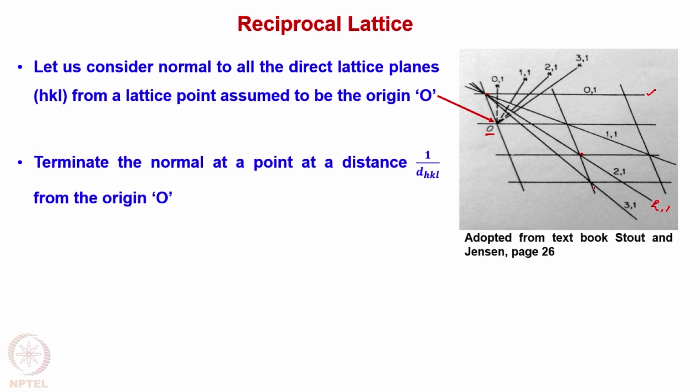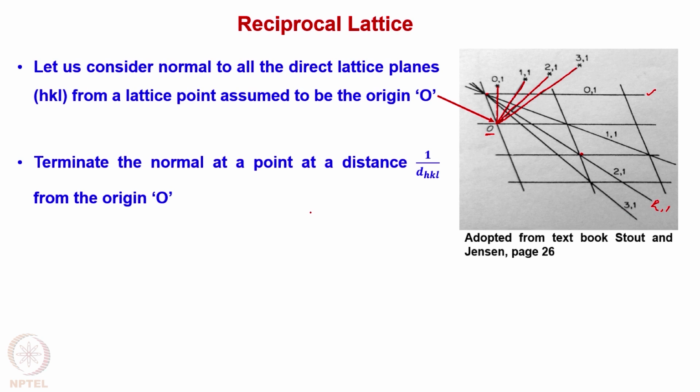So what we now try to do is draw a perpendicular from this reciprocal lattice origin to each one of those planes, that is 0, 1, 1, 1, 2, 1 and 3, 1. So we are drawing these normals. From O, this is a normal, that is a perpendicular drawn on 0, 1. This line is a perpendicular drawn on 1, 1. This line is perpendicular drawn on 2, 1, and the fourth line is perpendicular drawn on 3, 1.